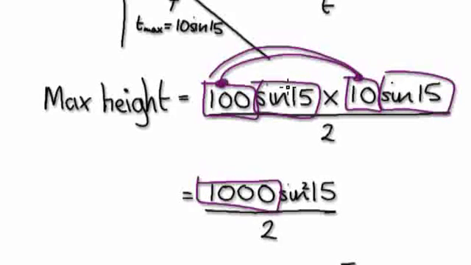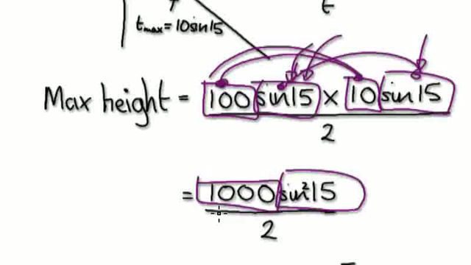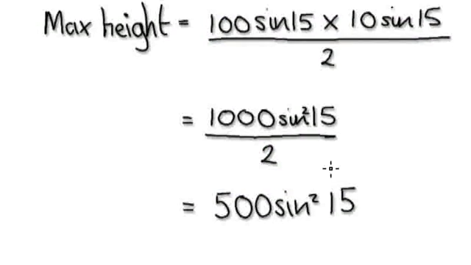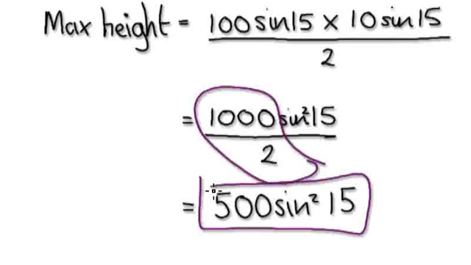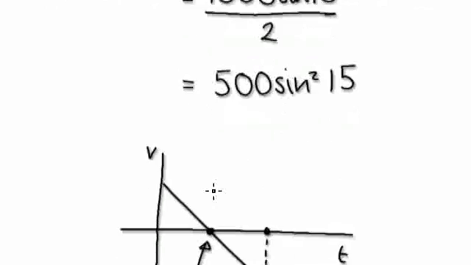Then you've got sine. Just remember that sine 15 is just a number, and here you've got another number that's exactly the same as this number. So merge these two together. So that's sine squared 15 over 2. Now you can imagine this as being like this. So 1000 divided by 2 is 500 sine squared 15. So maximum height is given by this. Okay, so that's one question done.